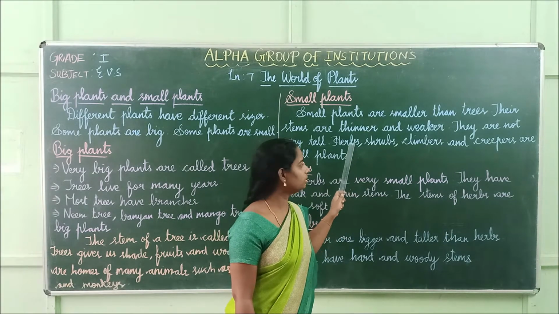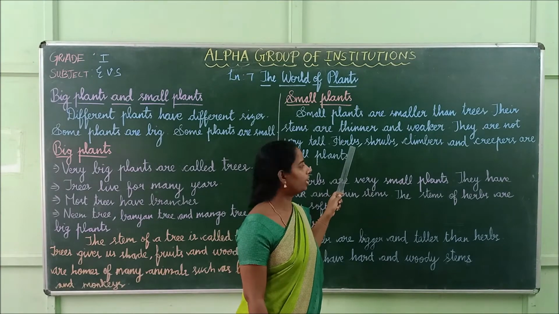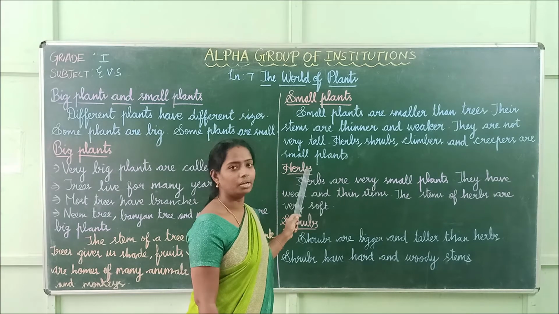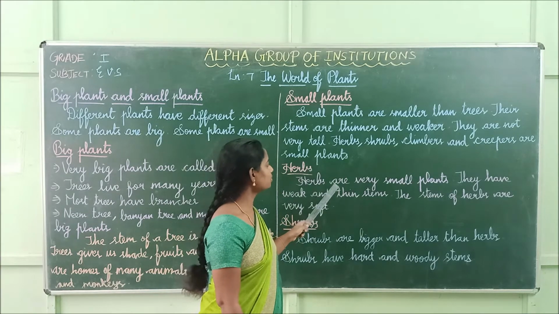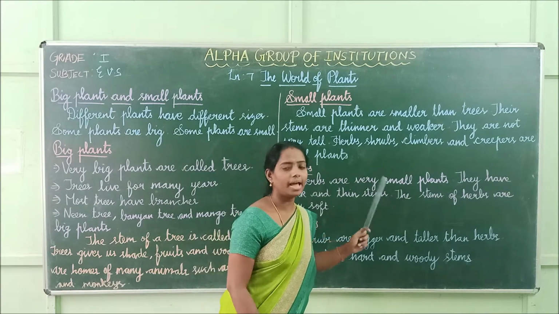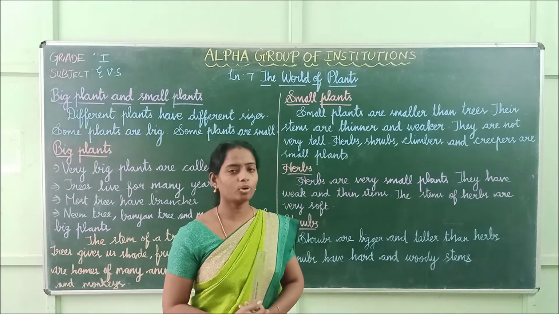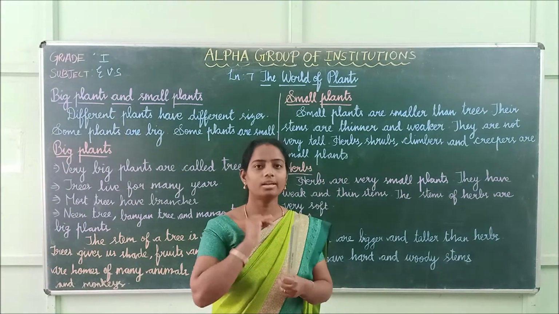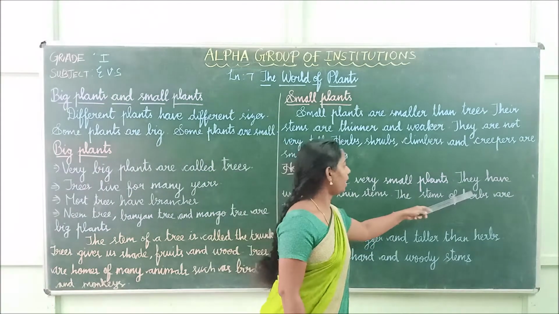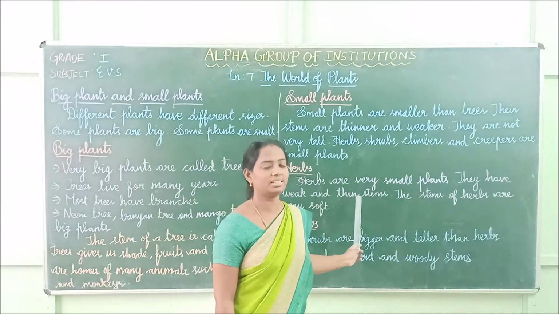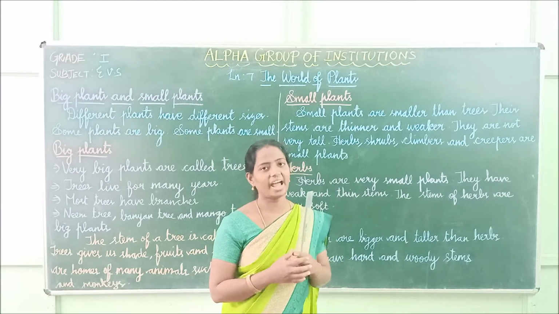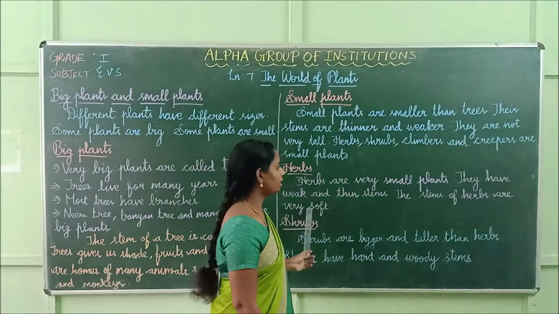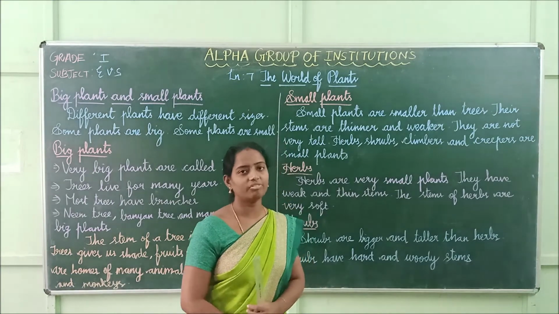Shall we start with the first topic? Herbs, okay. What is the spelling of herbs? H-E-R-B-S, herbs. Herbs are very small plants. We are talking about small plants only, and compared to small plants, herbs are very small. They have weak and thin stems. The stems of herbs are very soft.